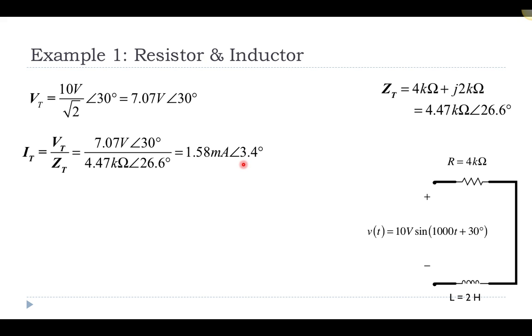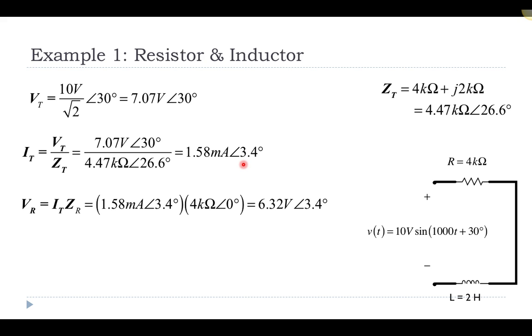Once I know the current that's going through both of those components, I can use the equivalent of Ohm's law for impedance, and the voltage across the resistor will be the current that's flowing through that resistor times the impedance of that resistor. So I take the current that I found, 1.58, angle of 3.4, multiplied by the impedance of the resistance, which is 4 kiloohms, angle of 0, and I get 6.32 with an angle of 3.4 when I add those two angles together. So the voltage across the resistor is in phase with the current that's going through the resistor, which is exactly what I would expect.